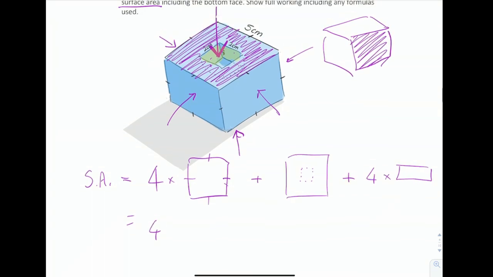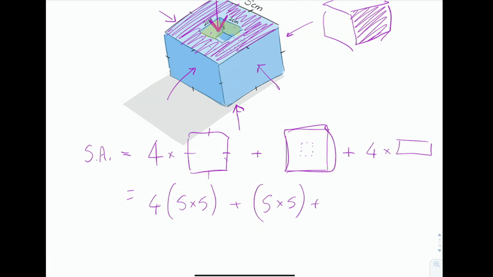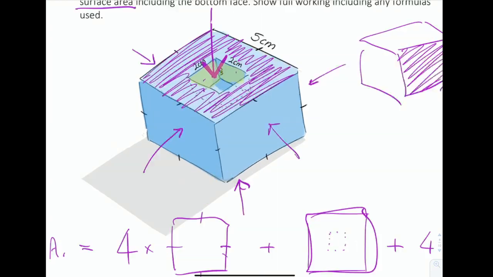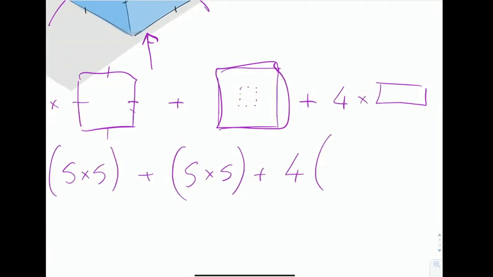So 4 times the large face of the cube, which is 5 times 5, plus another one of those. So it's going to be 5 times 5, plus 4 lots of the interior. So I have to zoom in here to see what dimensions I've used. It looks like one length is 2 centimeters, the other length I've covered up, can't see it, use my Mac, 1 centimeter. So it looks like a 2 by 1. So 2 centimeters by 1 centimeter.